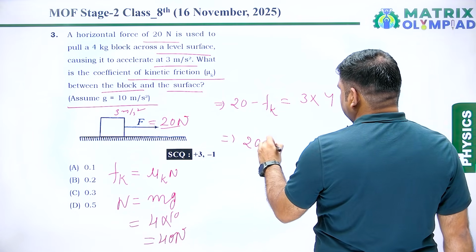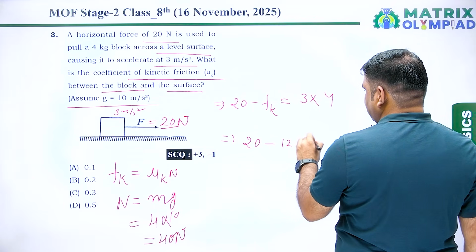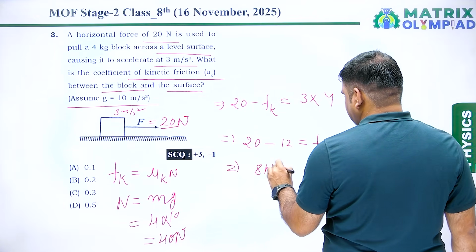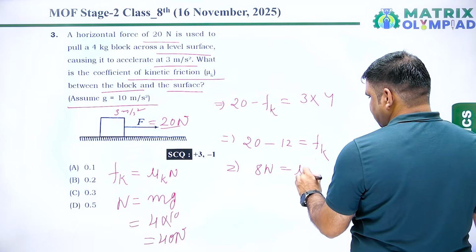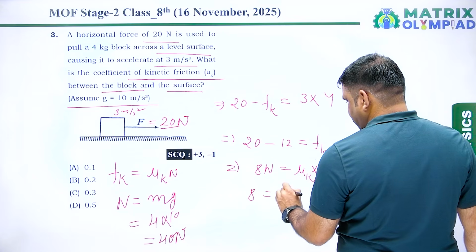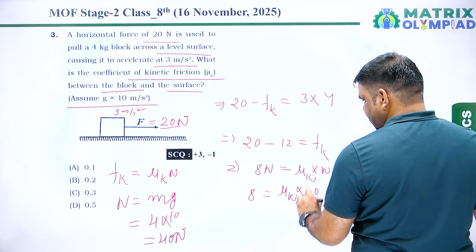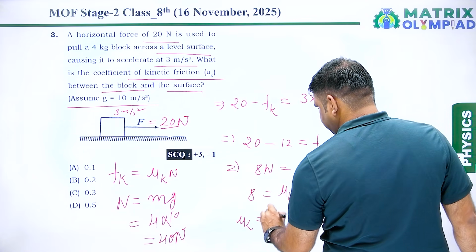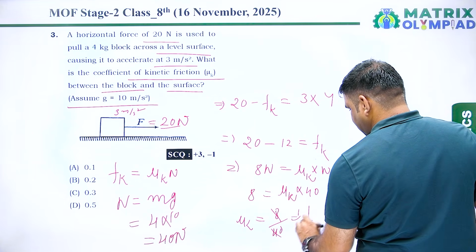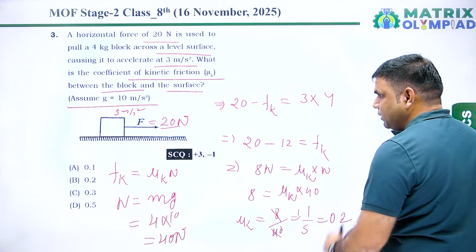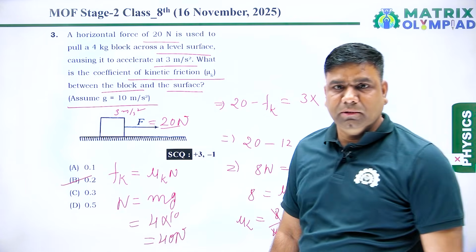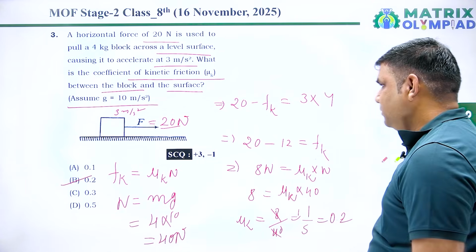So 20 minus 12 equals f k, that is 8 Newton, and f k is mu k into N. So 8 equals mu k times N, and N is 40. So mu k is equal to 8 by 40, that is 1 by 5, and 1 by 5 is 0.2. So our correct answer will be option B for question number 3. Let's move to the next question.